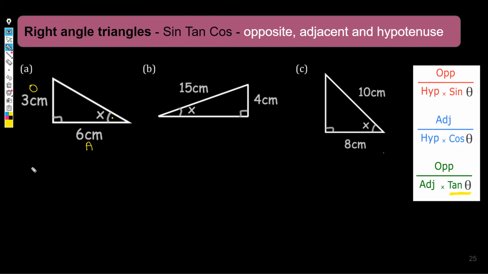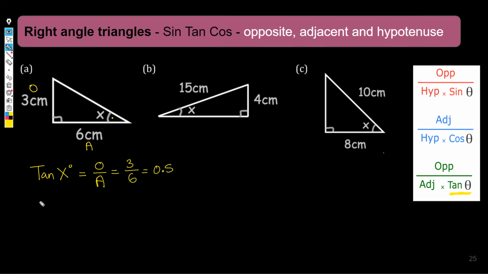So tan theta. Remember, theta is the angle we're trying to find, but the name of the angle today is x, so we could call it tan x. Tan is opposite divided by adjacent. The opposite side is 3. The adjacent side is 6. So it's 0.5 or half.